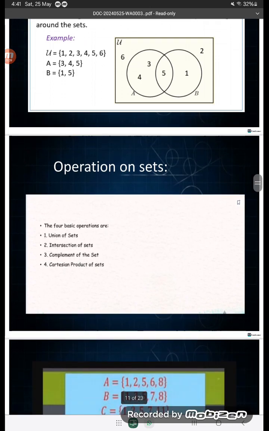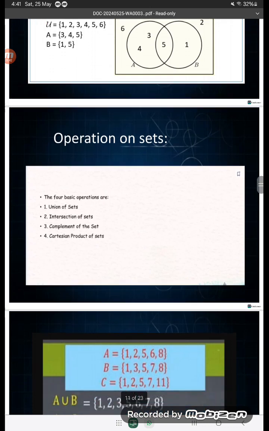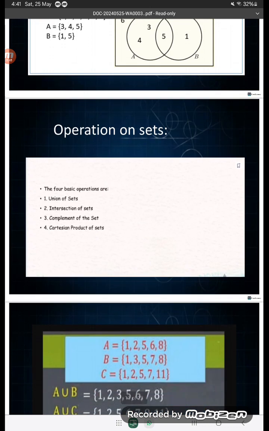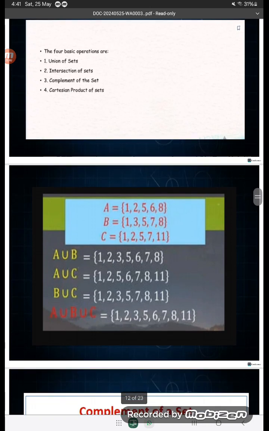Operations on sets. There are four basic operations: union of sets, intersection of sets, complement of a set and Cartesian product of sets. In the union of sets, all the elements occur without repetition. For example, if we want to find A union B, A is equal to 1, 2, 5, 6, 8 and B is equal to 1, 3, 5, 7, 8. 1 occurs in sets A and B, but we write it only one time. 2 one time, 3 one time, 5 occurs two times, but we write it only one time. There is no repetition in a set.